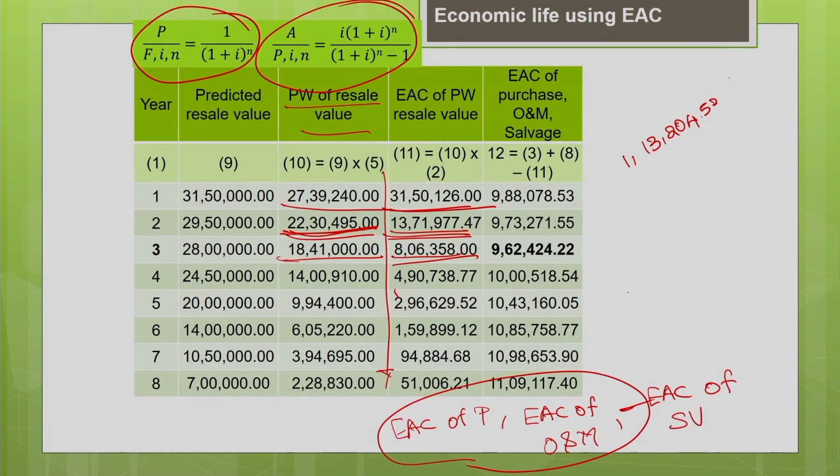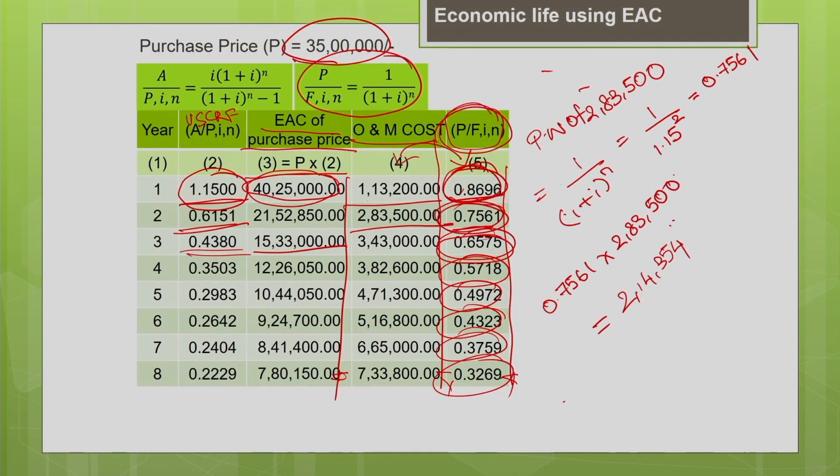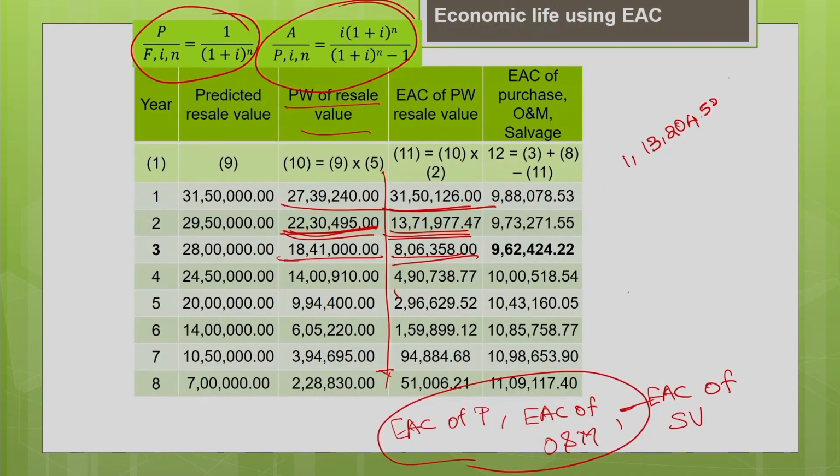Now, your resale value. Resale value is your column 9. Now, convert it into time t equal to 0 by using the present worth factor. Which is the present worth factor column? Present worth factor column is column number 5. So, this column number 5 you multiply with column number 9, that is your resale value, you will get the present worth of the resale value.